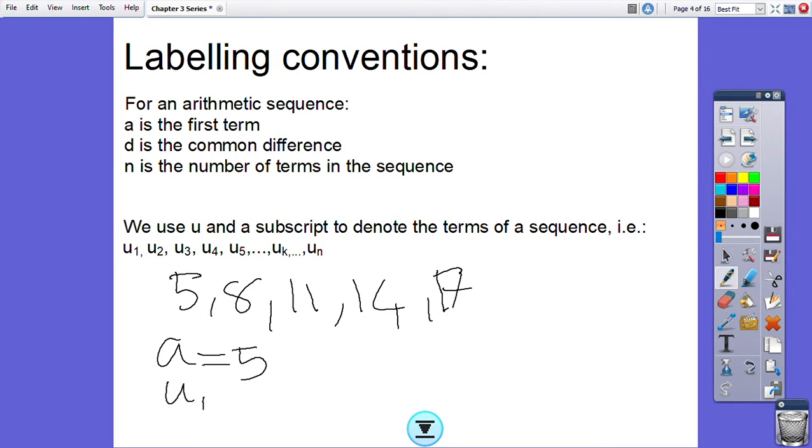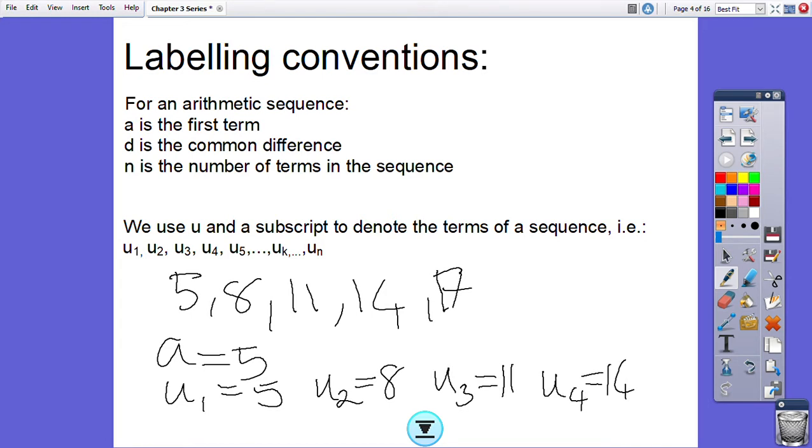So U1 equals 5. U2 is 8. U3 is 11. U4 is 14. And U5, I can just squeeze it in, is 17.